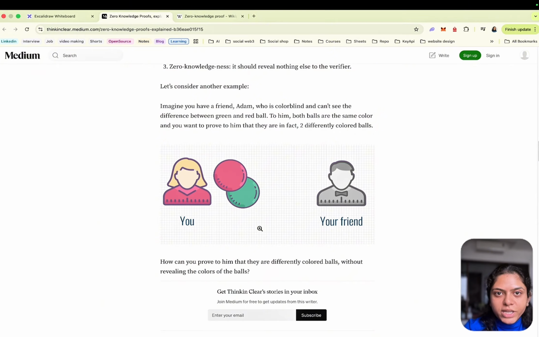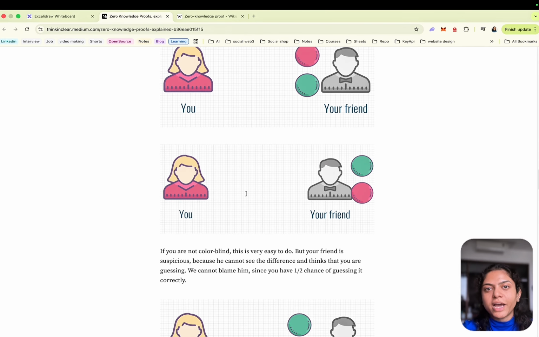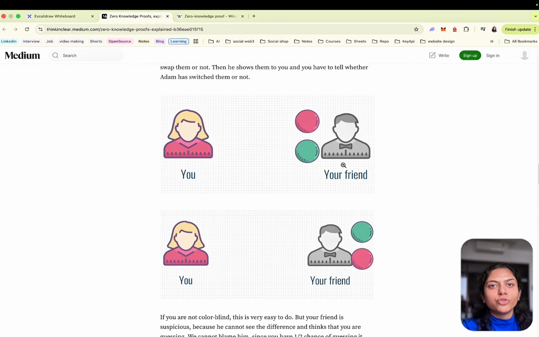And another example, there is also a famous example. Here is me and here's my friend, but my friend is colorblind, and I show him two circles of different colors, but my friend doesn't understand because he is colorblind. So how do I prove to him that they are different colors without saying what the colors are? So how can I prove this? I give the two circles to my friend, and he doesn't understand what the color is because he is colorblind.